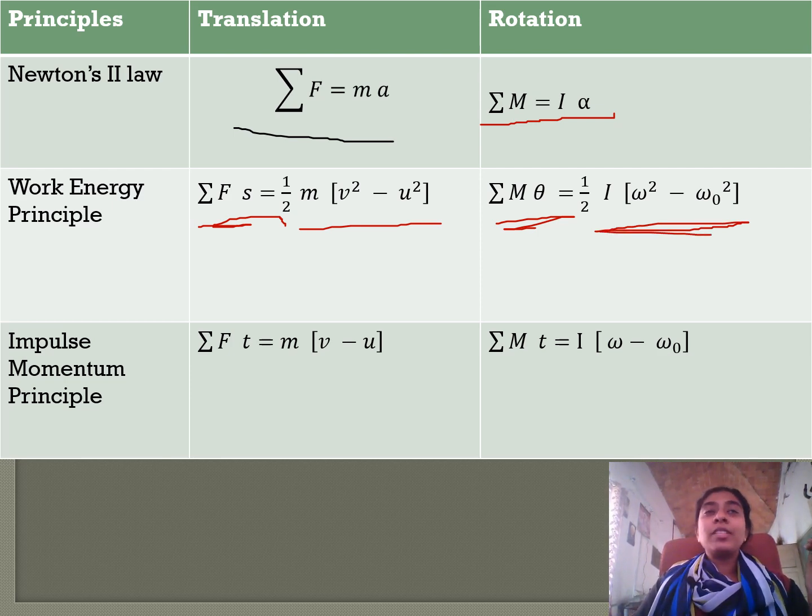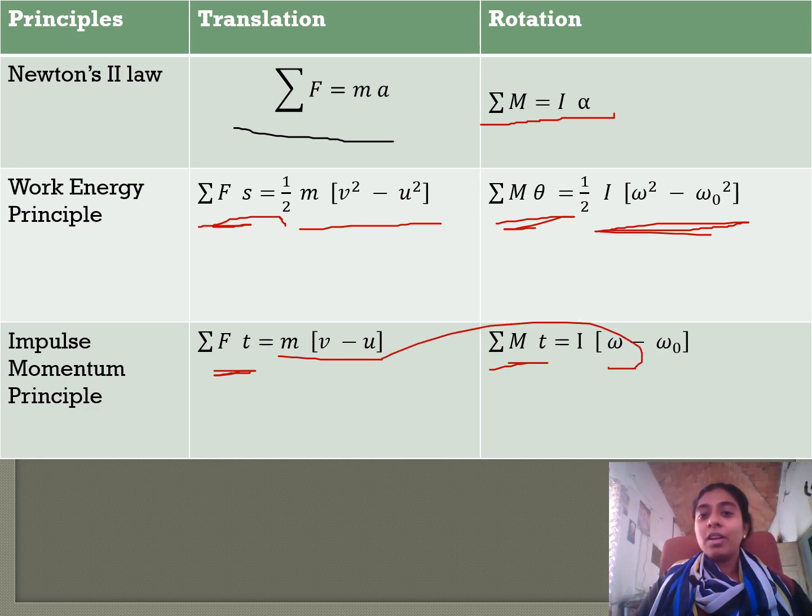Now impulse momentum principle, relating the impulse and the momentum. So total impulse is equal to change in the momentum. So impulse is Ft for translation and impulse is Mt for rotation. Now momentum is mv for translation and I omega for rotation. So impulse is equal to change in momentum.